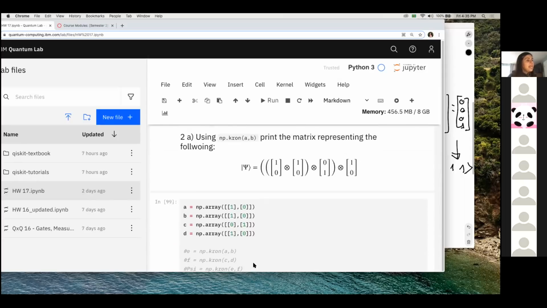Oh, yeah. The thing is, it's called a matrix because every vector is a matrix, but not every matrix is a vector, because a vector is a special type of matrix with only one column. Is that your question?